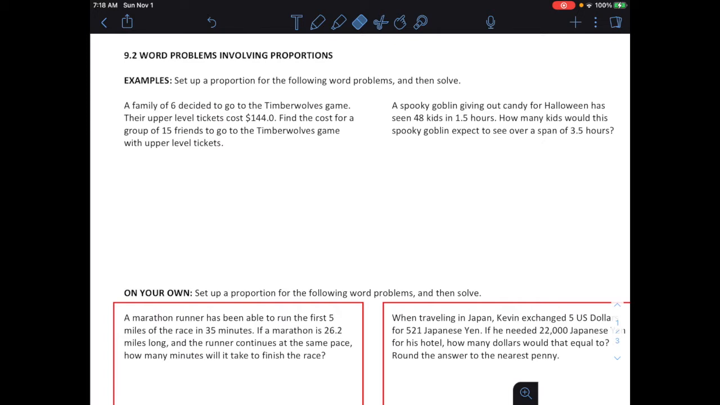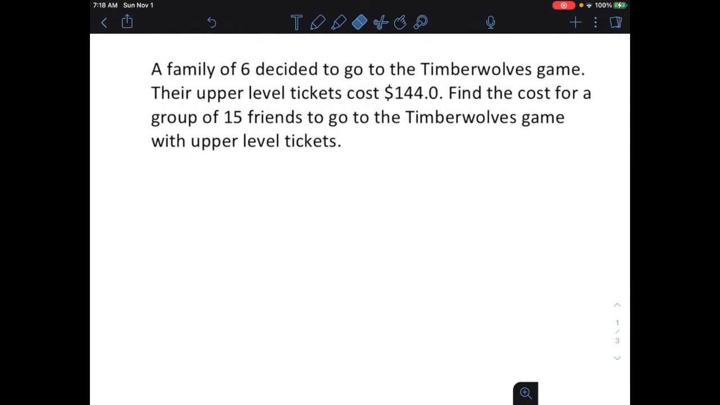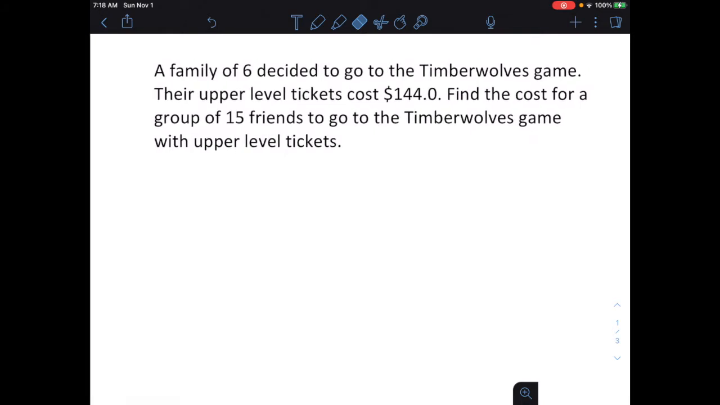This week we are going to continue talking about proportions, but we're going to use word problems to do it. And there is a key thing that we need to do in order to solve a word problem with a proportion, and that is we have to be able to identify two things that are being compared.